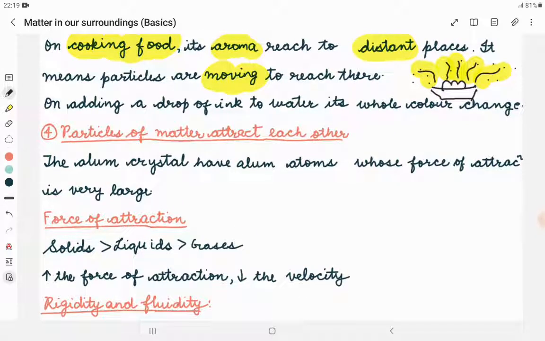The next is that the particles of matter attract each other. Now how can we prove this? You have seen the alum crystal. The alum crystal has alum atoms whose force of attraction is very large.